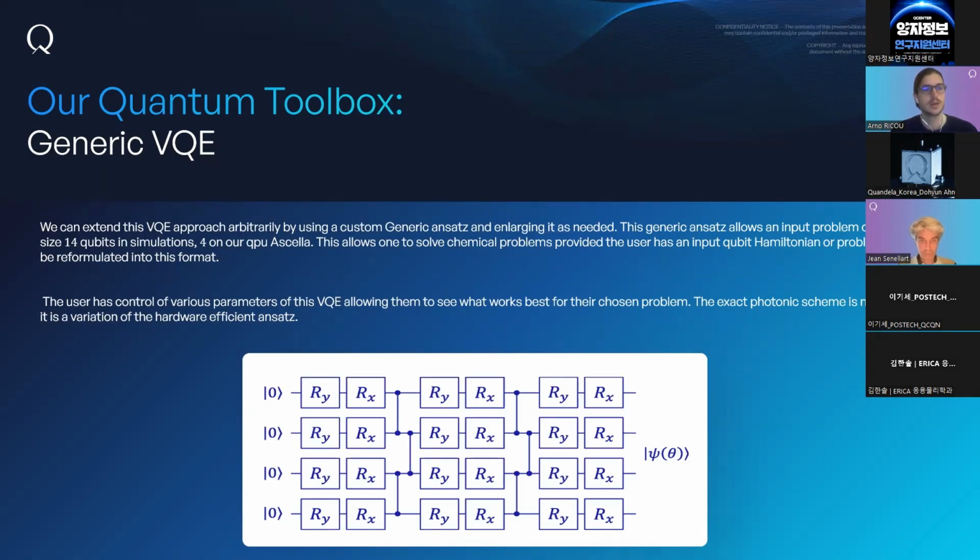And we also have a generic VQE algorithm where we have an ansatz that is general and can be scaled to 14 qubits in simulation or 4 on Haskella. And it can be used to tackle the problem you may think of. So if you have a problem that is about solving the minimum energy, I strongly invite you to try this generic VQE algorithm that is in the toolbox and to tackle this problem.